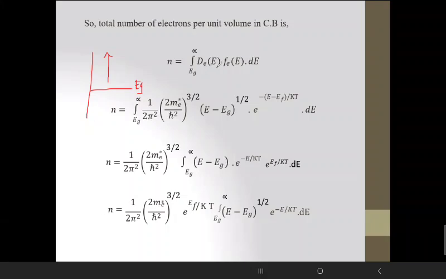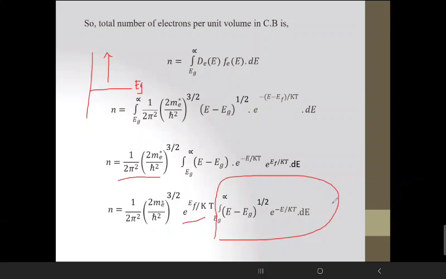So density of electrons times Fe into dE. So you have to apply 1 over 2 pi squared. These are all constants, so you can take the constants out: 1 over 2 pi squared, 2 me star over h cross squared to the power 3 by 2. Here, see this integration. This EF over KT is also constant, so you can take this out. See this integration: integral from Eg to infinity of (E minus Eg) to the power of half, exponential of minus E over KT into dE.